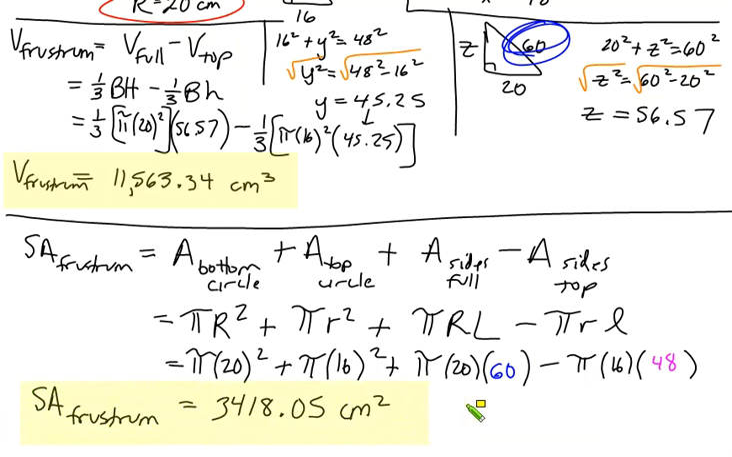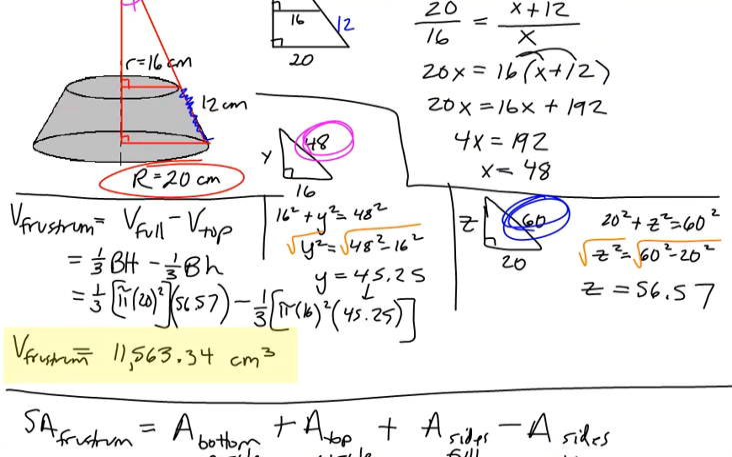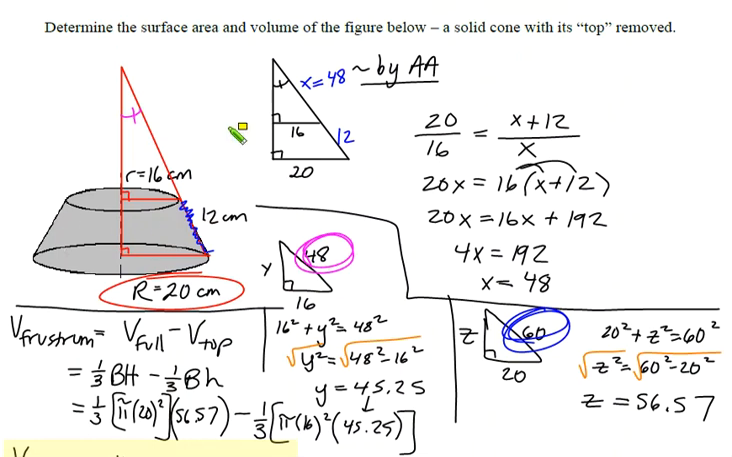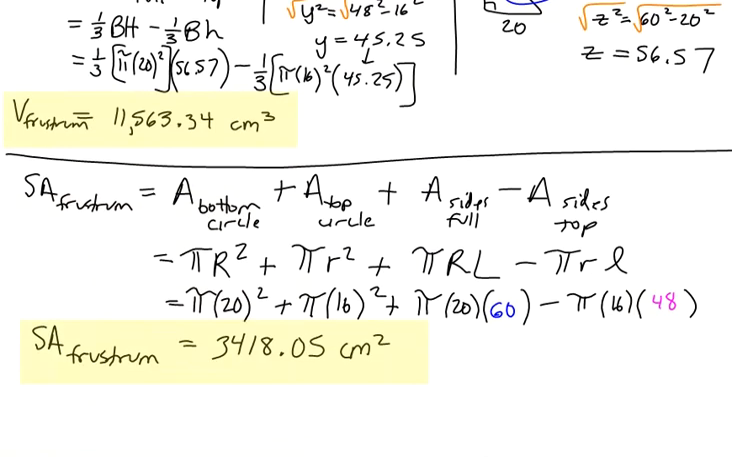3,418.05 square centimeters for the surface area of our frustum. With areas or surface areas, please break it down into individual pieces. The bottom circle, the top circle, all of the sides, and then the top sides. If you approach it as taking the area of the full cone minus the area of the top cone, it won't work out, because what you would ultimately be doing is subtracting this circle as well, and that's not going to lead to a correct surface area. So when you're calculating surface areas, please break it down part by part and find those areas individually.